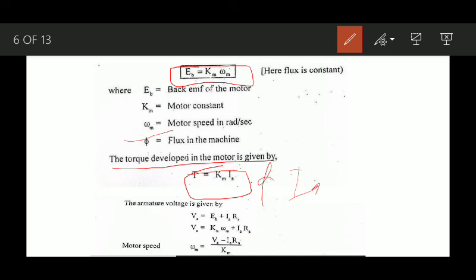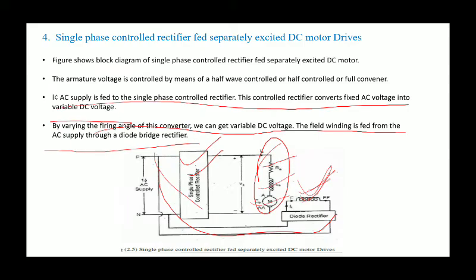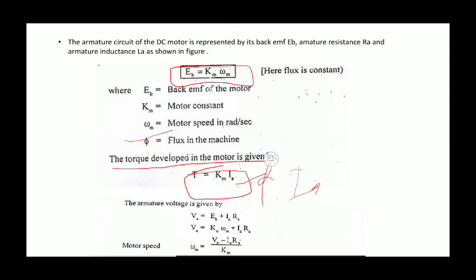Torque developed in the motor is directly proportional to the armature current, because when torque is more, the speed will be more. The armature voltage is given as Va equal to Eb plus IaRa. Just apply KVL: Va equals IaRa plus Eb, the voltage drop across this. So armature voltage is a combination of back EMF plus the voltage drop across the resistance.